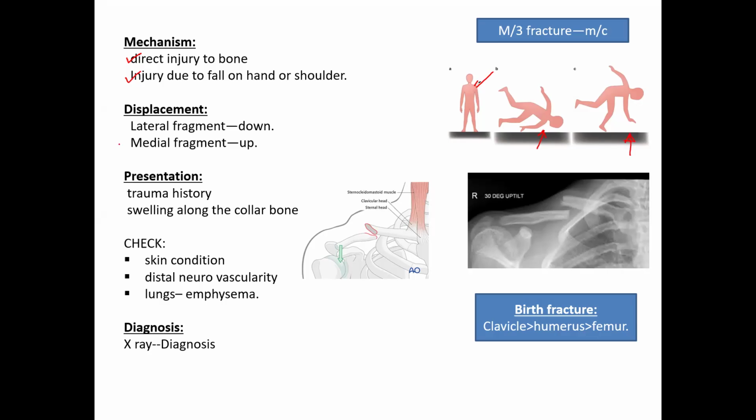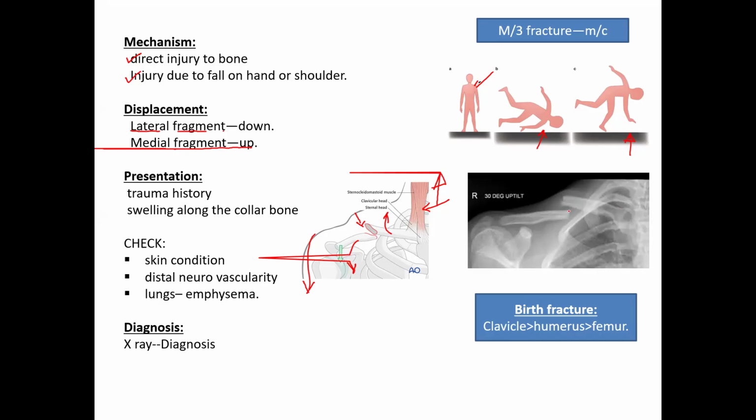Then what is the displacement? Just now we have read that there are two opposite forces acting on the clavicle. On the medial side is the sternomastoid, which is pulling the clavicle up. The other side is the weight of the limb, which is pulling the clavicle down. So if there is a fracture here, the medial end will move up and the lateral end will move down. This is how it happens. If you see, this is an X-ray of the clavicle fracture.